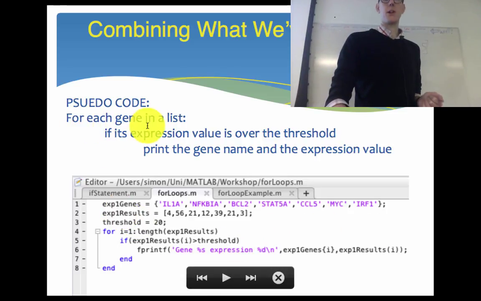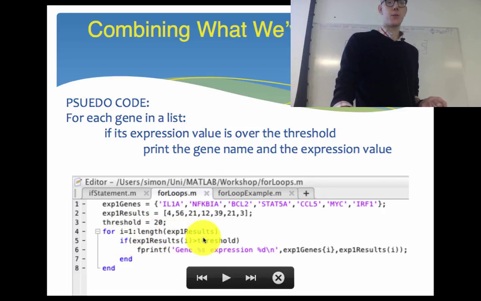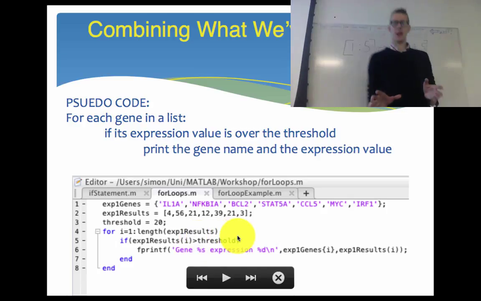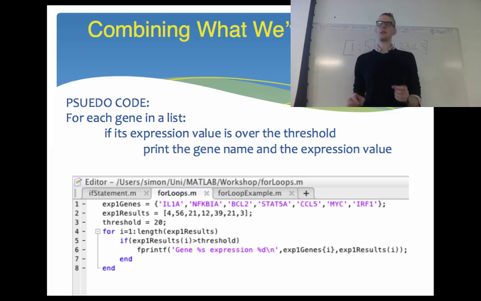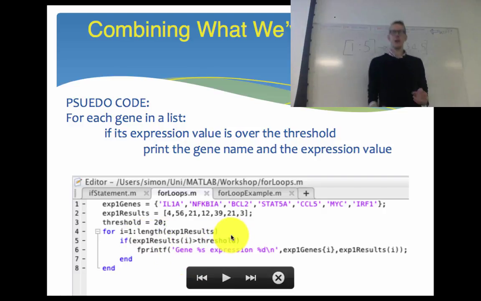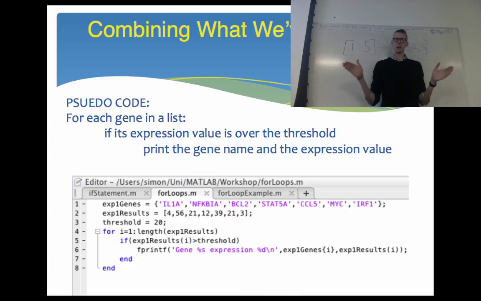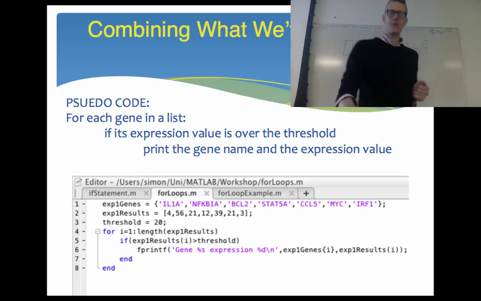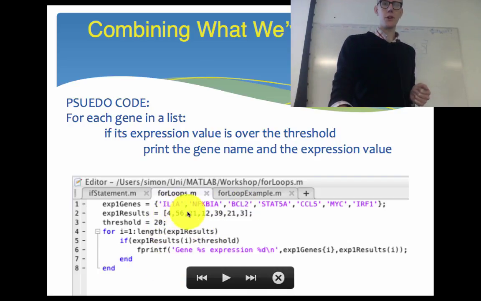Then let's think about my pseudocode. I want to do something for each gene in my list. So what we have here is for i equals 1 to the length of exp1 results. Previously, our last for loop said from 10 to 20. You could do from 1 to 20 or whatever, but we want this to be able to work for any length of gene list. And so we're going to make use of the length function that we came across previously. And we know that length will give us the size of the longest dimension of our array. For this one-dimensional array, it's going to return 7. So length of exp1 results will be substituted with 7. So now we know that this will go for i equals 1 to 7.